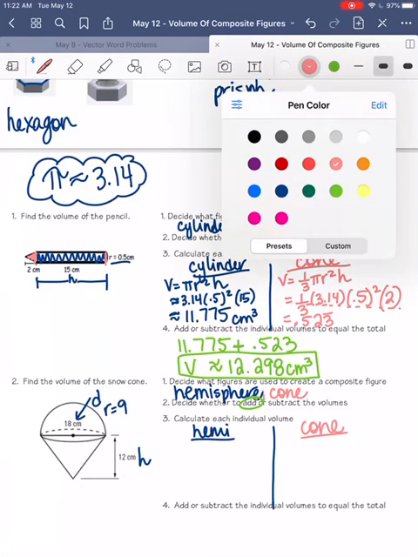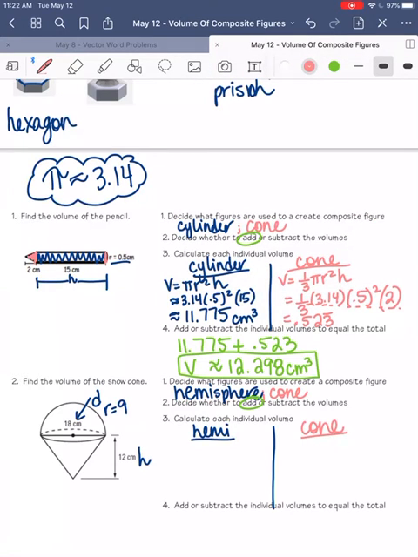All right, so if y'all remember from the notes yesterday, gosh, was that yesterday? No. Thursday or Friday, we talked about hemisphere is just half of a sphere. So instead of the volume being 4/3 pi r cubed, it's 2/3 pi r cubed. Okay, so we're going to have 2/3, 3.14, and then our radius is 9 cubed.